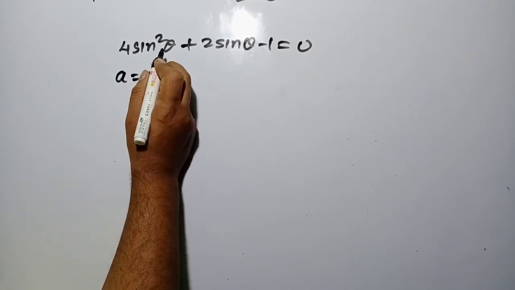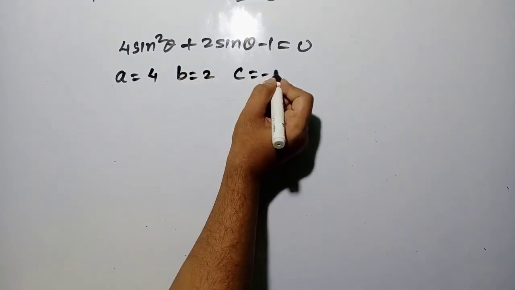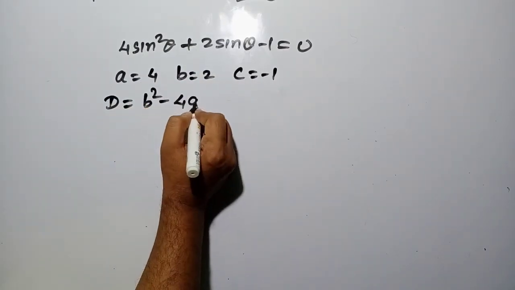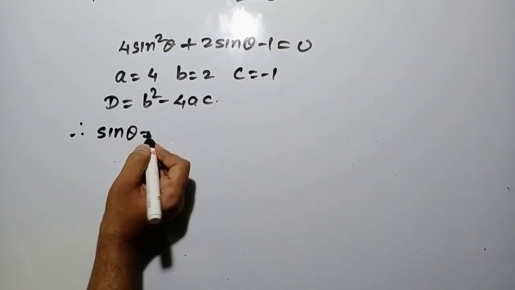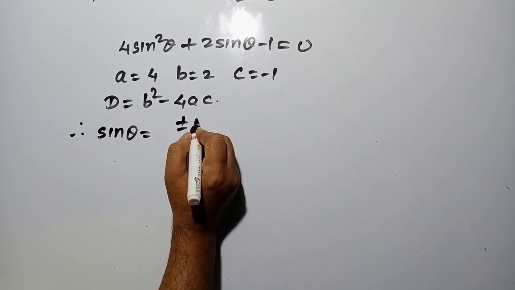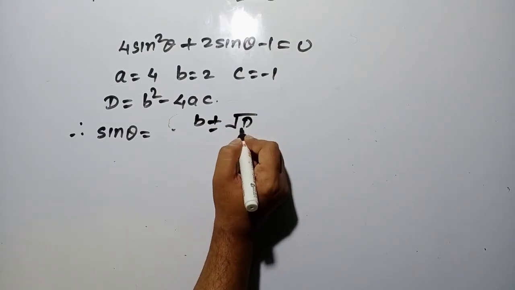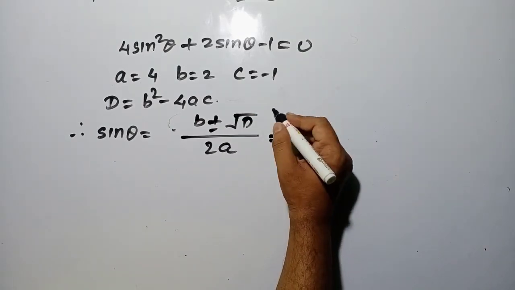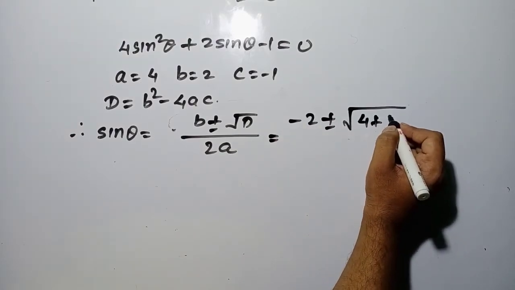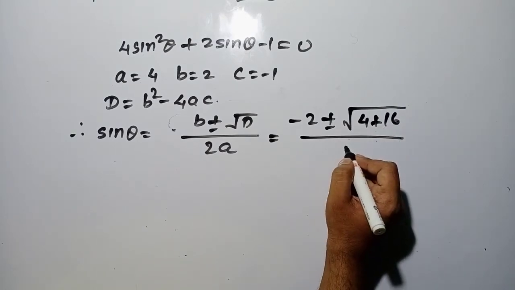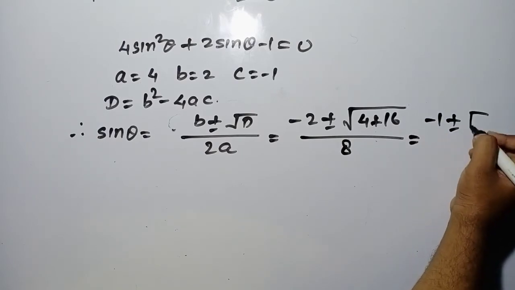This is like a quadratic equation, so comparing with the quadratic equation ax square plus bx plus c, a will be 4, b will be 2 and c will be minus 1. So discriminant D will be b square minus 4ac. According to these things we can find out the roots. So the roots, we can write what? Minus b plus minus root D by 2a, where D is equal to b square minus 4ac. So b is minus 2 plus minus root of b square, so 2 square is 4, plus 16, and 2a, a is what? 4, so we are getting 8.